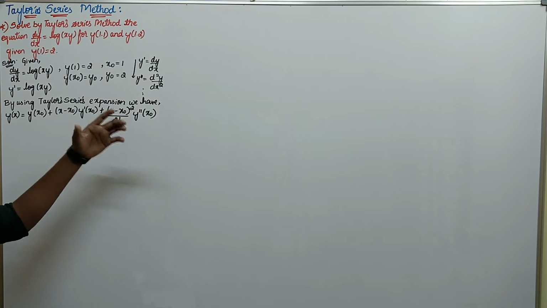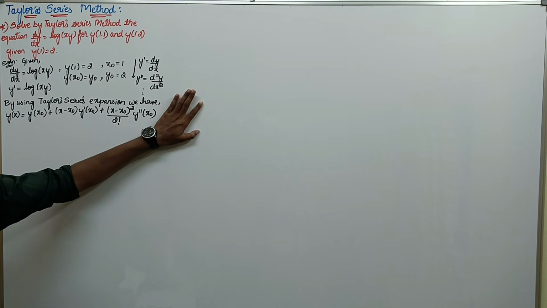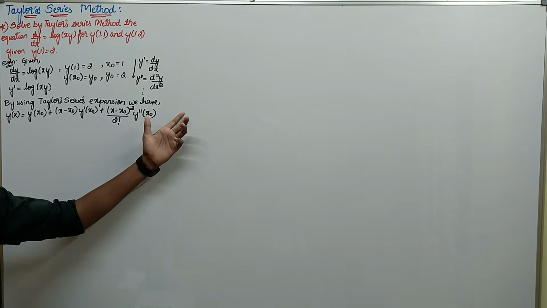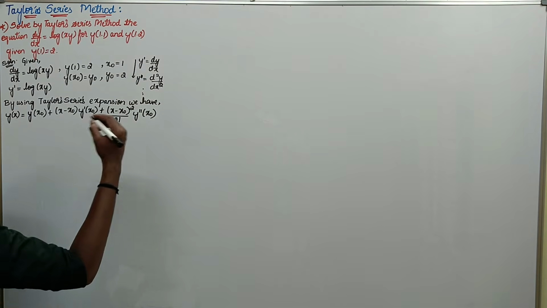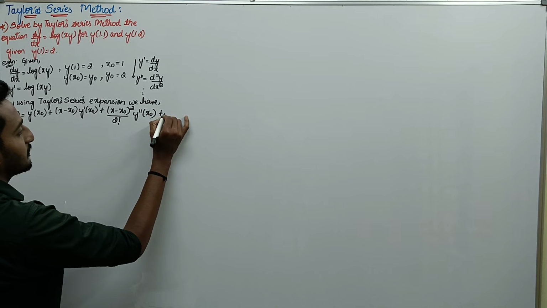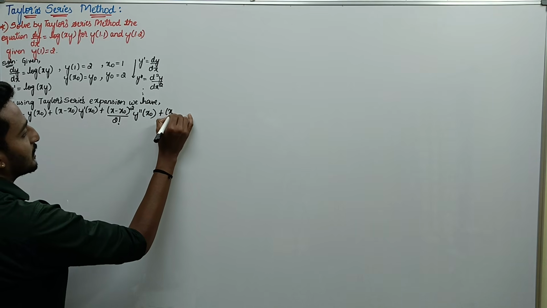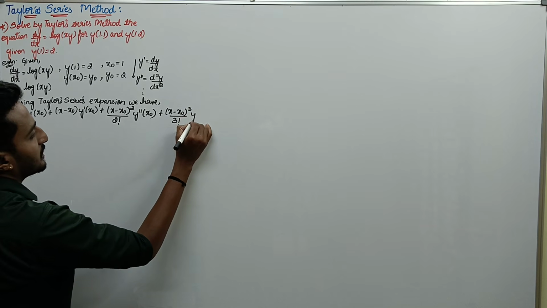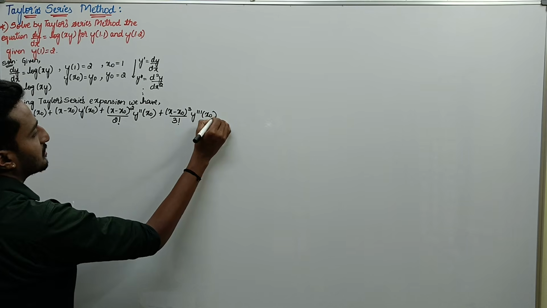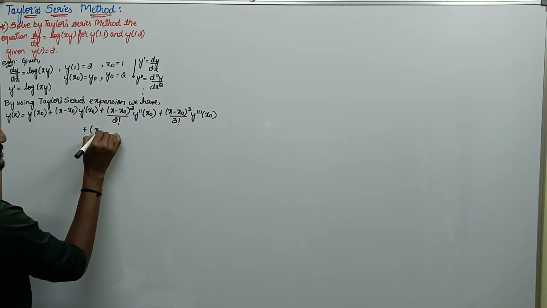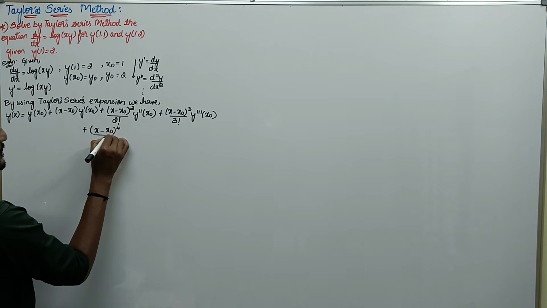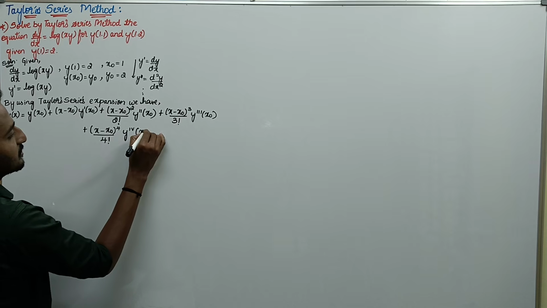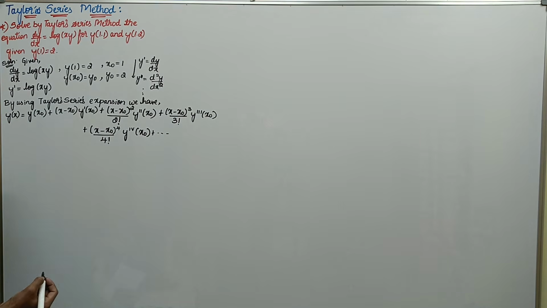since they have not asked how many degrees, always remember they have asked for 7 marks, you are supposed to represent up to the 4th degree. If they ask for 6 marks, you are supposed to represent Taylor series up to the 3rd degree term. Now they have asked for 7 marks, let us solve for 7 marks. Plus x minus x naught whole cube divided by 3 factorial y triple dash of x naught plus x minus x naught whole to the power of 4 by 4 factorial y 4th derivative of x naught, and so on. Got the point? Yes.